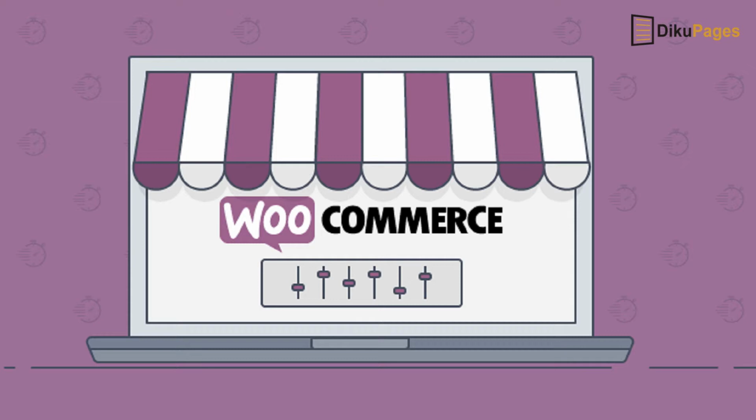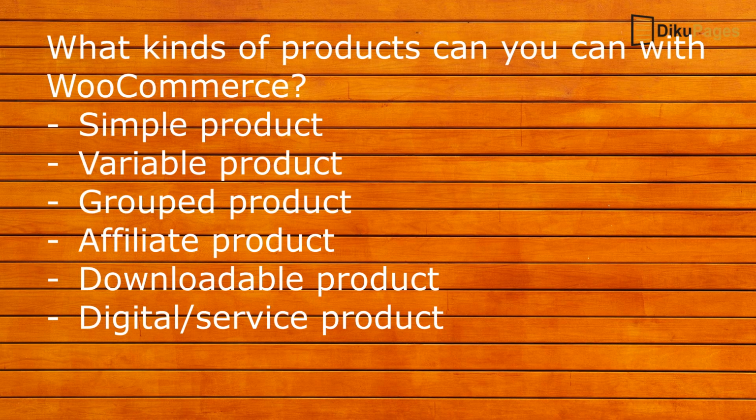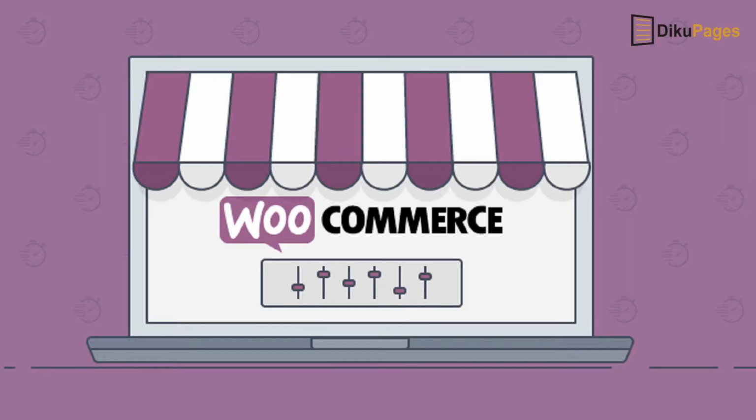In this series, I'll show you how to add 6 different products. So you will be able to add a simple product, a variable product, a group product, an affiliate product, a downloadable product, and a digital or service product. In this tutorial, I will show you how to set up WooCommerce, customize it, and also integrate some payment methods. So in this very video, I will show you how to install WooCommerce and also set it up.